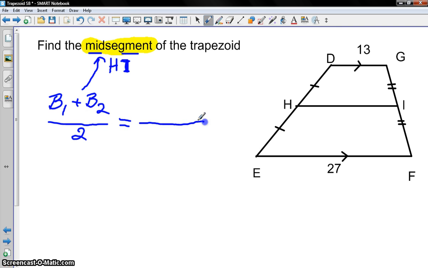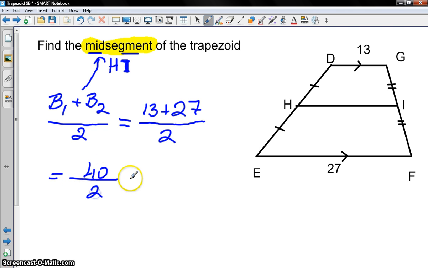I'm going to have my fraction, B1, let's consider that 13, plus B2, that's 27, and I have to divide by 2. So simplifying this, I have a fraction. 13 plus 27 is going to be 40. 40 divided by 2 gives me a midsegment of 20, and that's going to be my HI. So I'm going to put 20 right here.